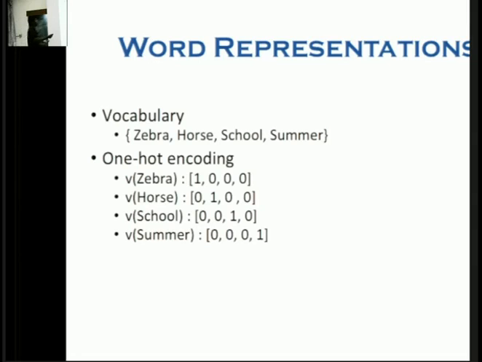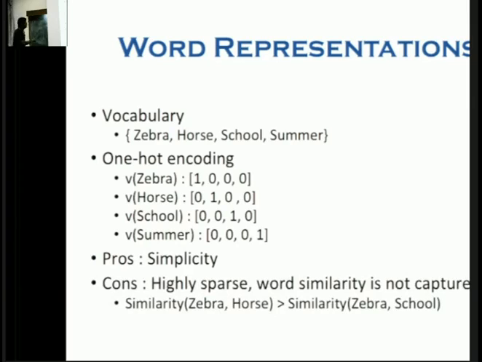So what can be a vector for summer school, if I want a vector for summer school? Will it be 0011, right? Yeah, we can simply add them and we can get a vector for summer school. But are these vectors good enough for the purpose? They are simple for sure, but they have a lot of problems. This was an example of four words, but if I take the English language, there will be many, many words. So the dimension of this vector is going to be huge.